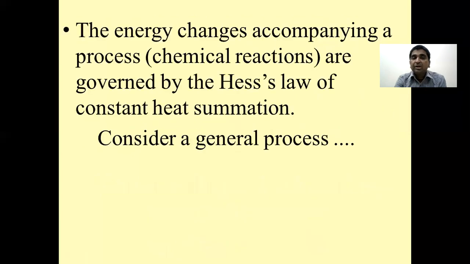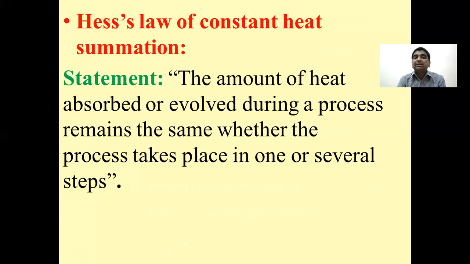So what is Hess's law? Hess's law states that the amount of heat absorbed or evolved during a chemical process remains the same whether the process takes place in one or several steps. It means if the process is taking place in one step, two steps, three steps, four steps, five steps, or several steps, then whatever are the net energy changes for those possible pathways, they remain constant.